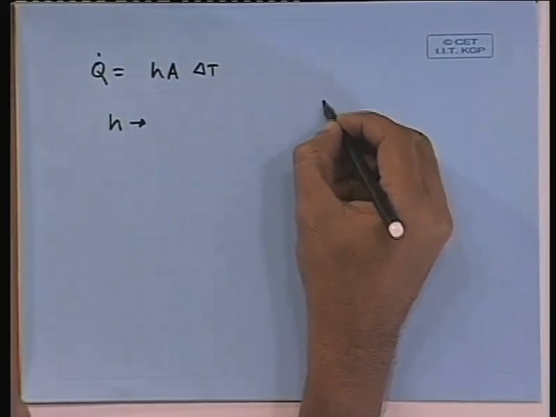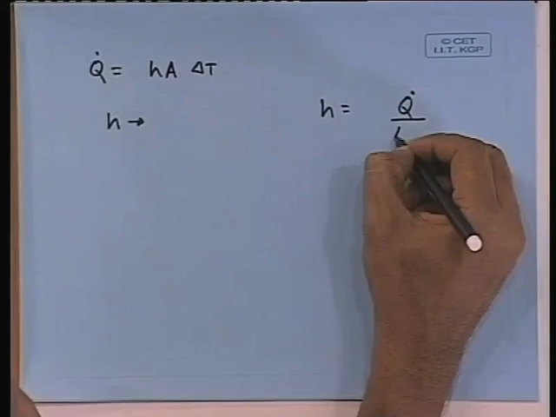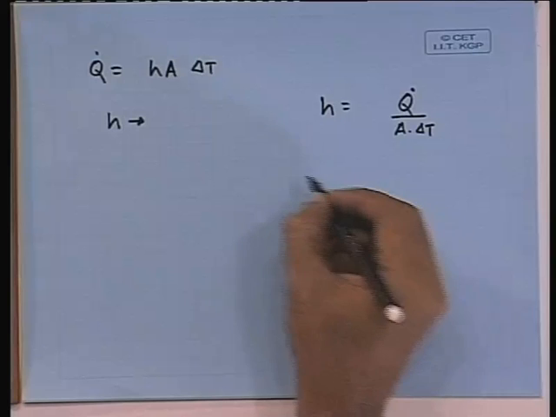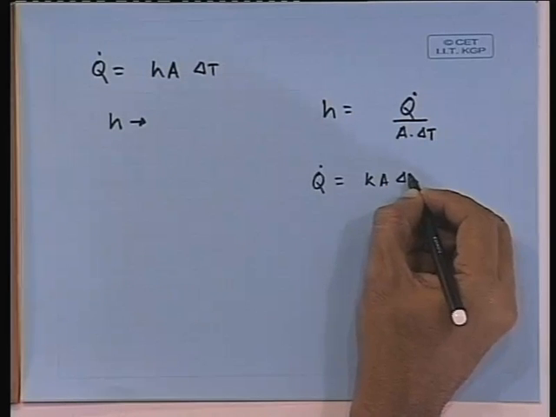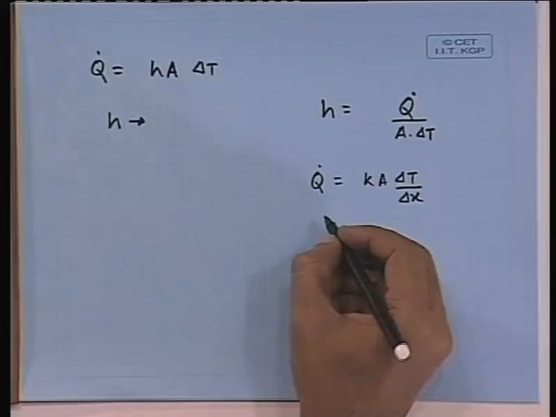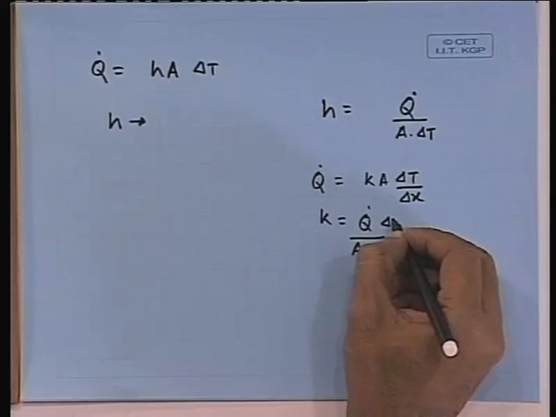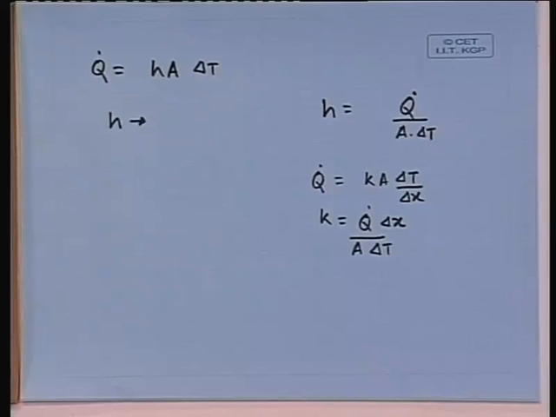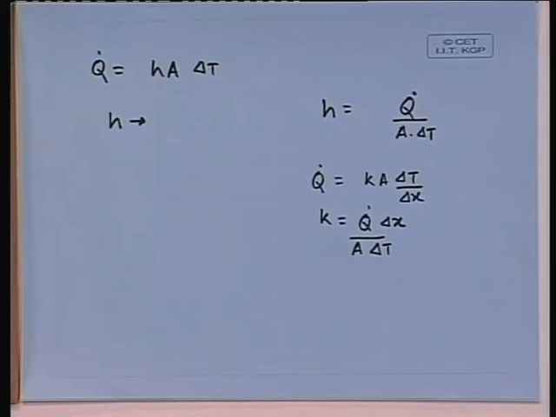We can get it like this: H is equal to Q dot by A into delta T. And again, if we write the conduction equation, we can write Q dot is equal to K A dT by dx. So K is equal to Q dot by A by delta T into dx. This is what we can write. So if I take a ratio, then you will see that HL by K becomes a non-dimensional number, and that becomes the Nusselt number.